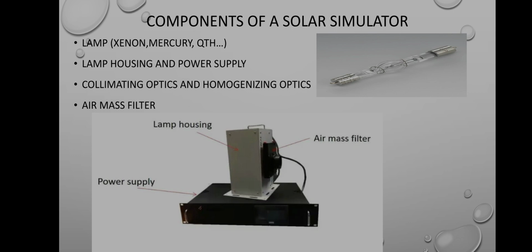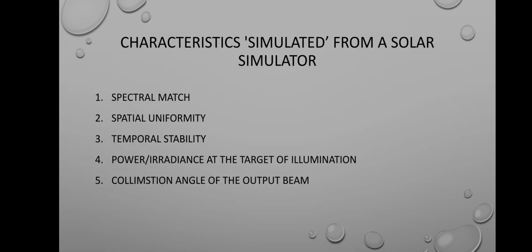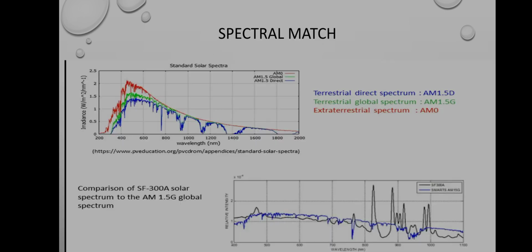Optionally, we can also include a neutral density filter to change the intensity of the light, and we can also add long and short pass filters to isolate certain parts of the wavelength spectrum. So the characteristics simulated by a solar simulator are spectral match, spatial uniformity, temporal stability, adherence to the target of illumination, and the collimation angle of our output beam. The figure on the top left shows the wave bands of the spectral distribution for the different reference conditions.